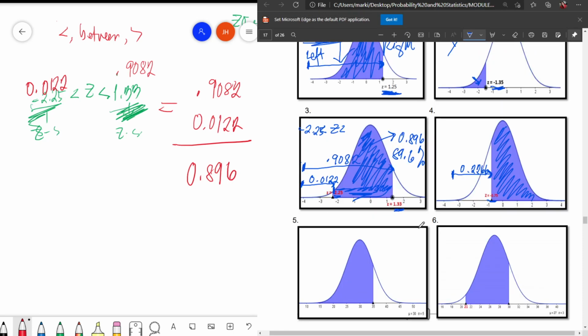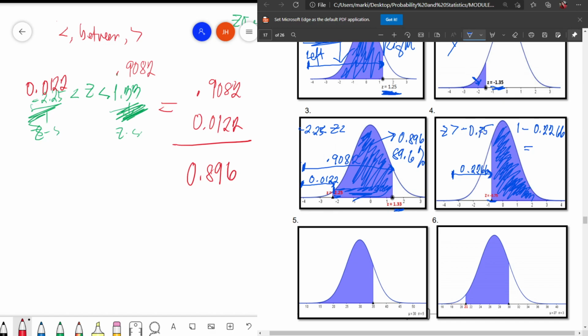So, hindi naman ito yung hinahanap natin, yung shaded region naman po. That's why, again, the whole area of the normal curve is 1. So, isubtract natin sa 1. So, magiging 1 minus 0.2266. Okay. Again, this is greater than. Z is greater than negative 0.75.